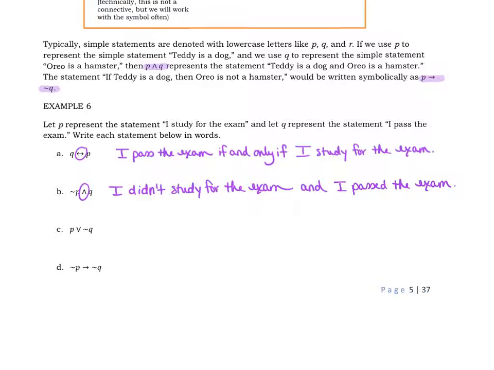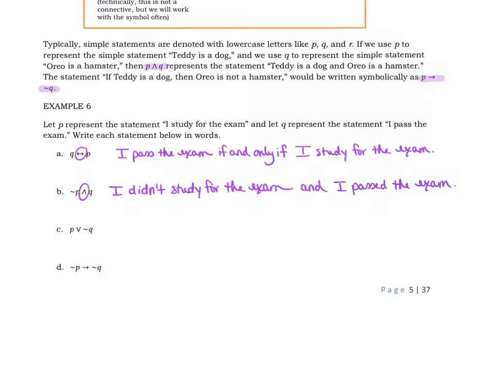All right, looking at part C, statement P. So again, we're back to I study, okay? Then we've got our symbol or, and then we've got a not Q. So again, you can make it in present tense. It might sound a little weird because that would be I study for the exam or I do not pass the exam. I mean, you could certainly say that.